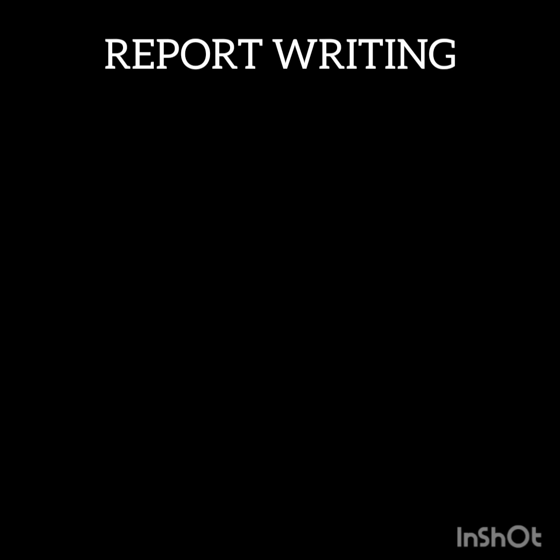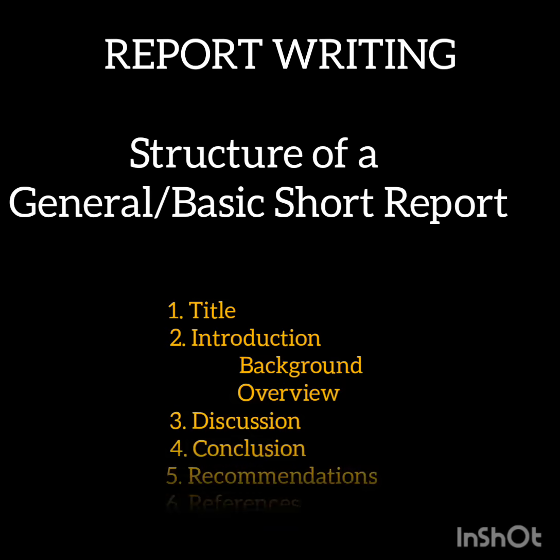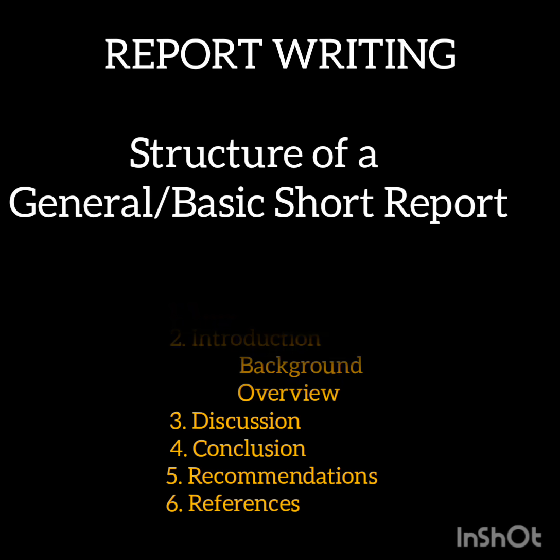Now, we are going to look at two structures of a short report, and we are going to focus specifically on one. The first structure of a short report is the very basic one, which has the title page, the introduction or background or overview, and then you have the discussion section where the detail is now given, and then you have the conclusion and recommendations and the references. This is the most basic generic form of a short report.